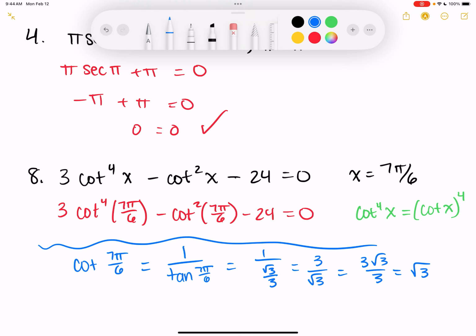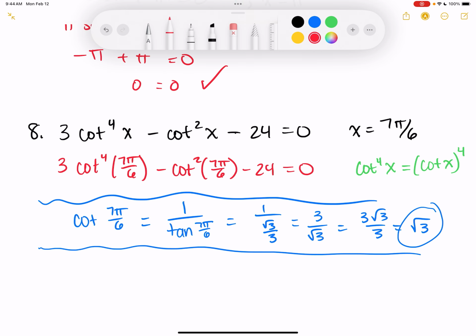You might also remember that I told you that the tangent and cotangent values flip for the pi over 3's and the pi over 6's. So, I now know that the cotangent of 7 pi over 6 is square root of 3. So now, everywhere I see this, I can replace with square root of 3. I'm going to raise it to the fourth power, and I'm going to square it over here.